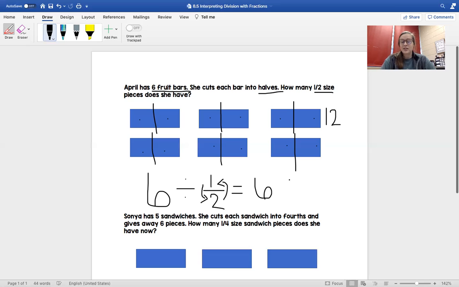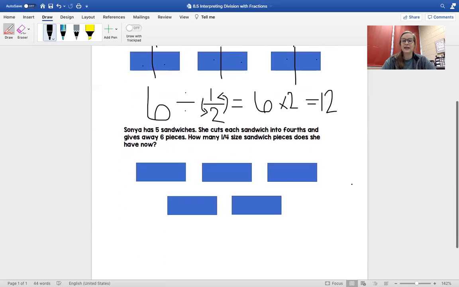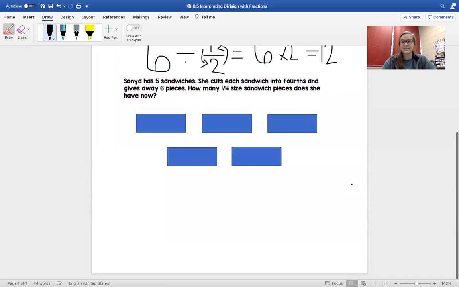So this is going to be 2 or 2 over 1, however you want to write it. And you're changing the division sign to a multiplication sign. And then you have 6 times 2 equals 12. And so you get the same answer no matter how you solve it, but you determine that April now has 12 half-size pieces.